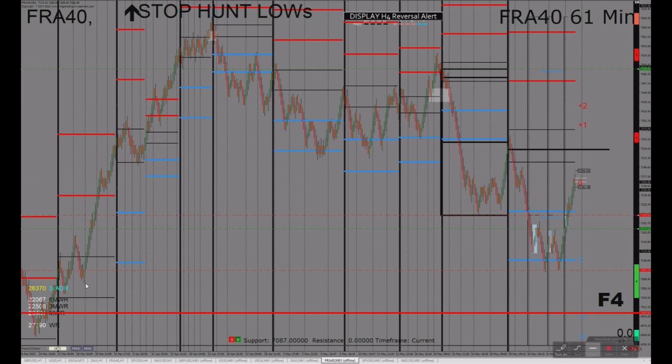So the 3x ADR for this pair is 263 pips. The weekly range is about 277 pips. So if I go from this swing low to the swing high, it's about 500 pips. If I go from here, it's about 274 pips. So this was an exceptional area for the buy. And I measure this from here, we're at 189.